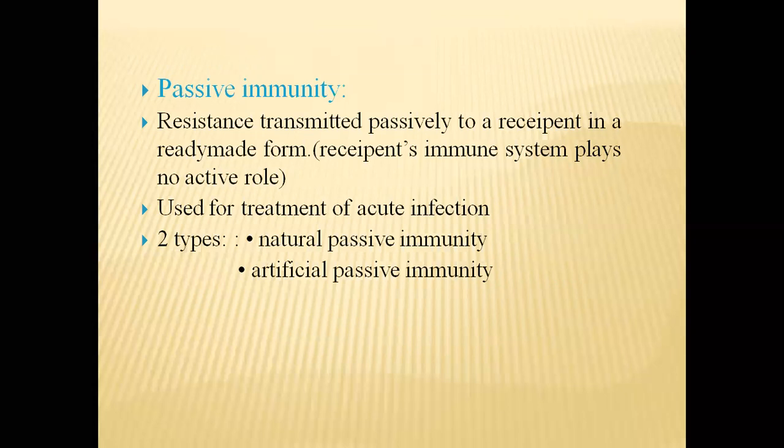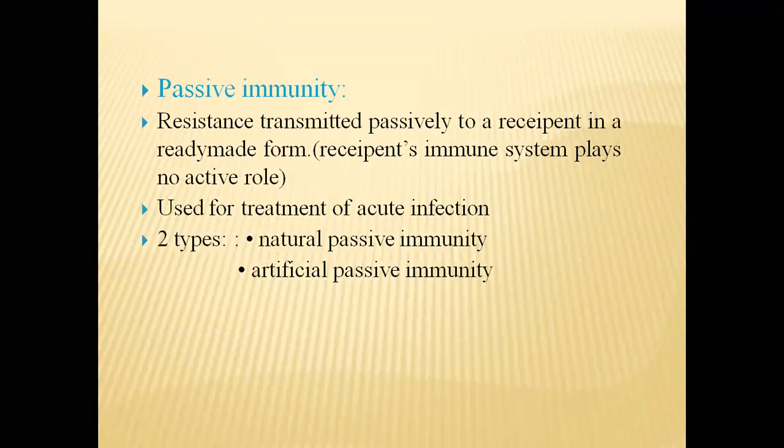Okay, clear? Remember, in active immunity, we are injecting the antigen, and because of the injection of the antigen, our body will produce the antibodies. But in passive immunity, we are going to inject the antibodies, not the antigen. So what is passive immunity? It is the resistance which is transmitted to a recipient in a ready-made form.